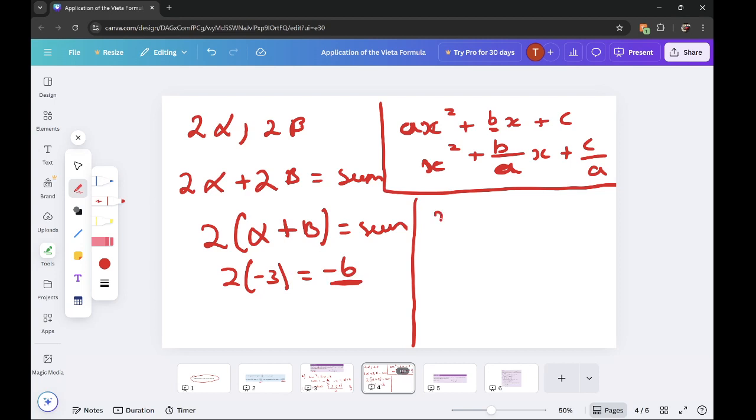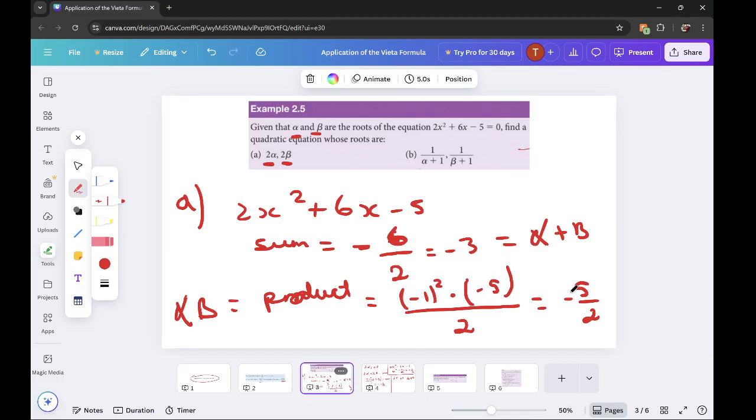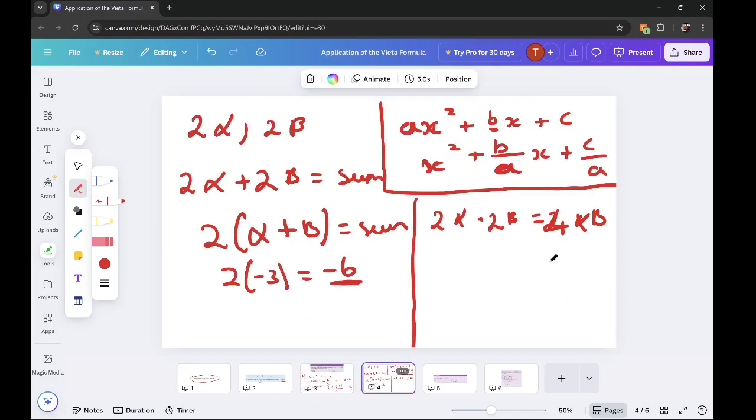Now let's try to find our product. 2 alpha times 2 beta is 4 alpha beta. And again, we know what alpha beta is equal to. Alpha beta is equal to minus 5 over 2. So 4 times minus 5 over 2 is equal to minus 10. So now you know your product too.